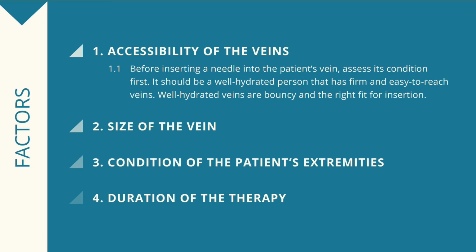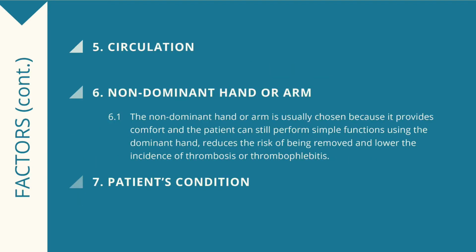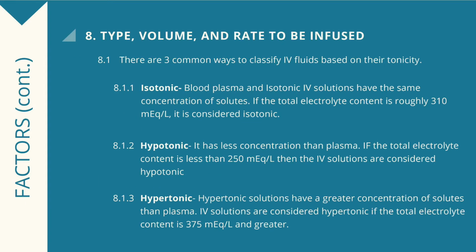Second is the size of the vein. Next is the condition of the patient's extremities. Fourth is the duration of the therapy. Fifth is the circulation. Sixth is the non-dominant hand or arm. The non-dominant hand or arm is usually chosen because it provides comfort and the patient can still perform simple functions using the dominant hand. It reduces the risk of being removed or lowers the incidence of thrombosis or thrombophlebitis. Seventh is the patient's condition. Last factor is the type, volume, and rate to be infused.